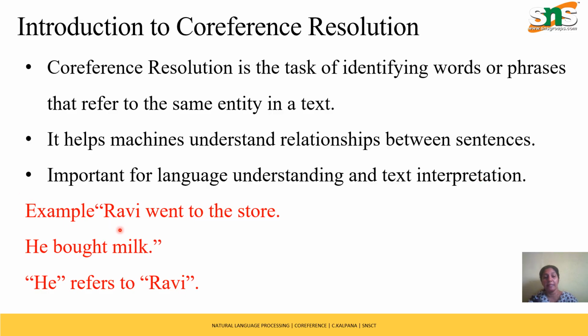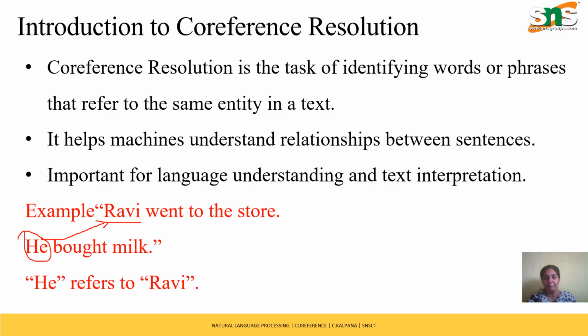Just see: Ravi went to the store, he bought milk. We have these two sentences. In the first sentence you have a proper noun, Ravi, a person, who went to some market or store. In the second sentence we refer to he. What does this he refer to? He bought milk. Who bought milk? He means Ravi bought milk. So there is a relationship between he and the person Ravi.